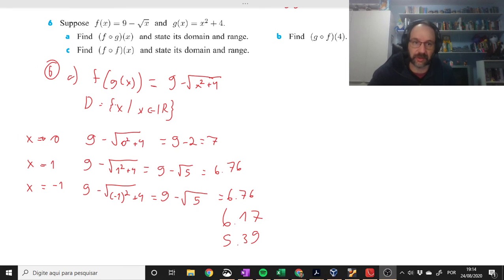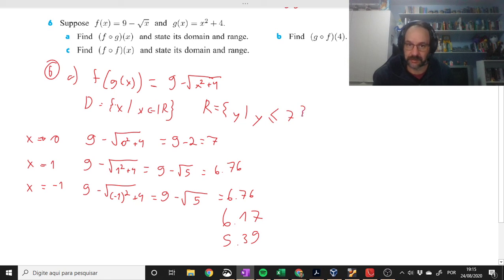No matter what values of x I plug in, I will never have anything higher than a 7. No matter what I plug in, all the numbers are going to be either 7 if I plug in a 0, or lower than that. So that's why our range here is y, given that y is less than or equal to 7.